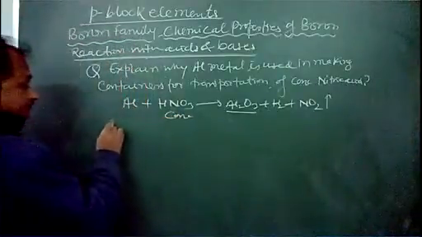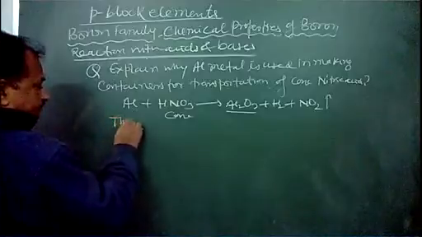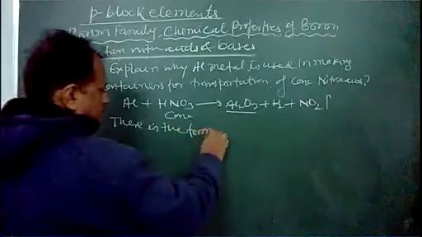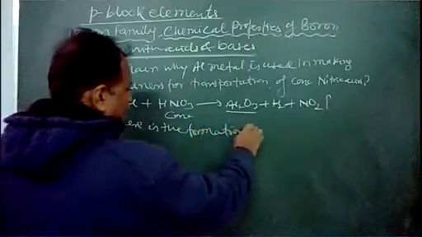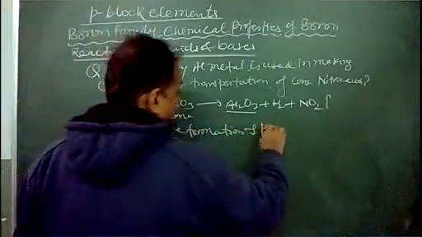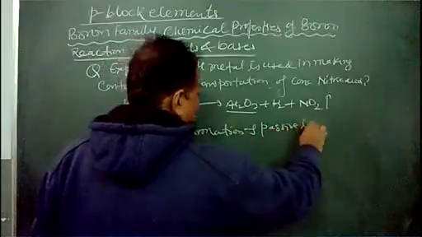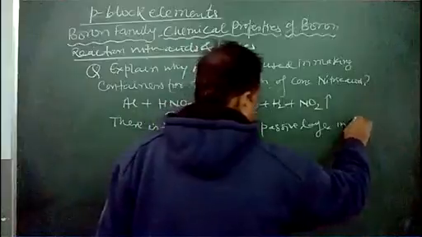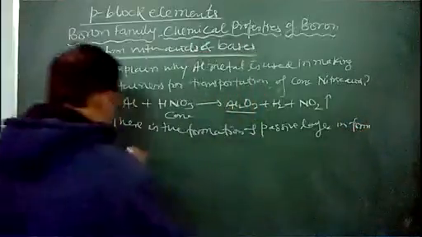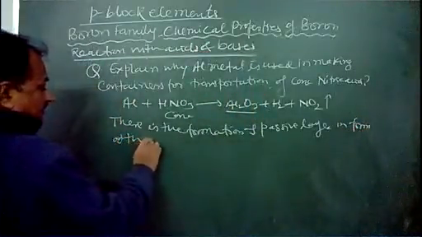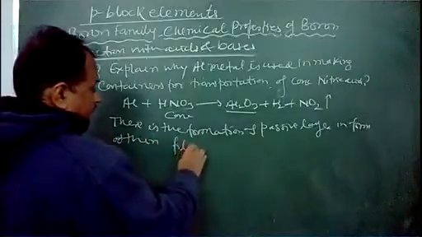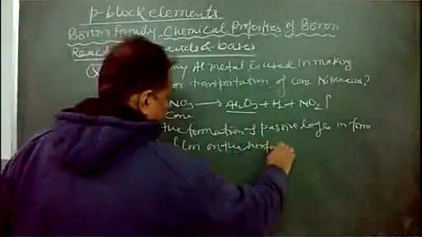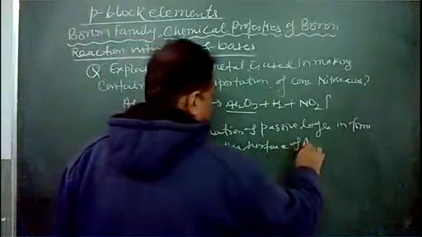So what should we answer? There is formation of a passive layer in the form of a thin film on the surface of aluminium.